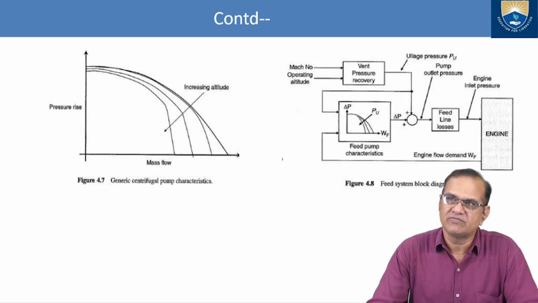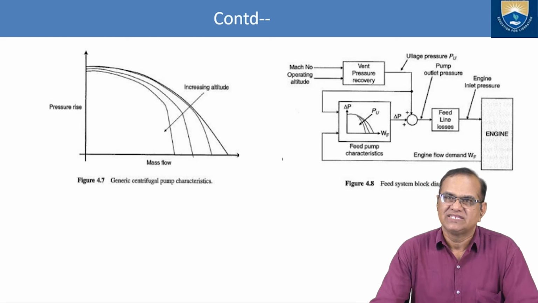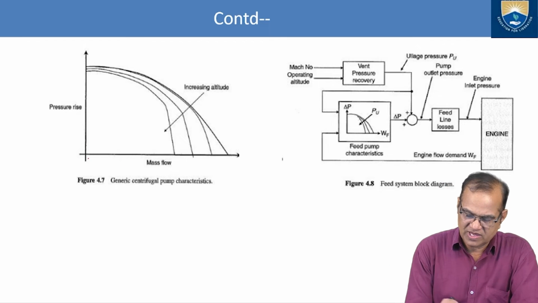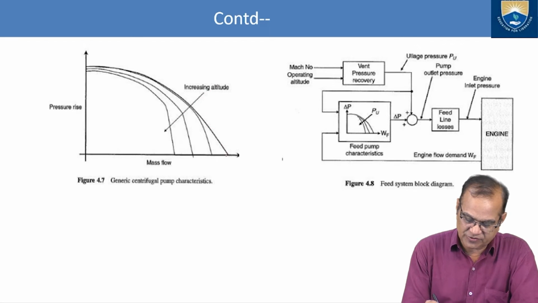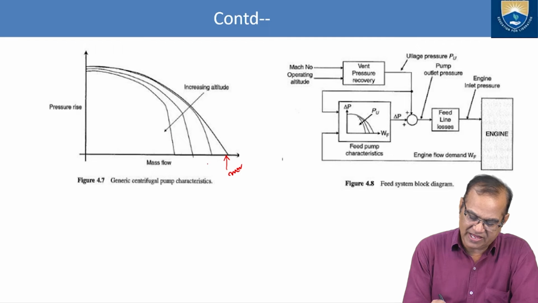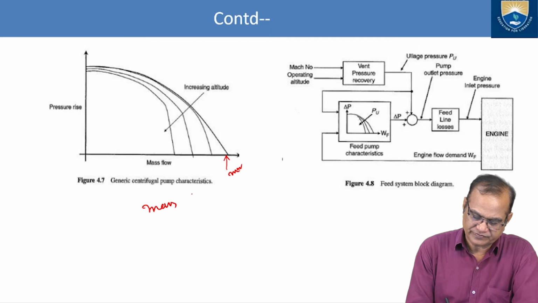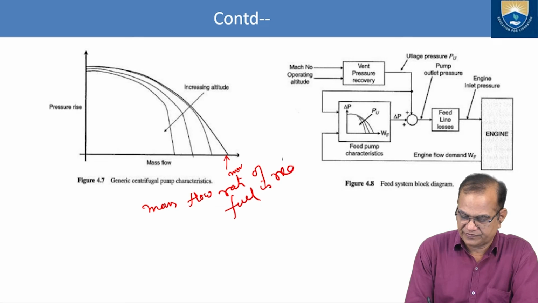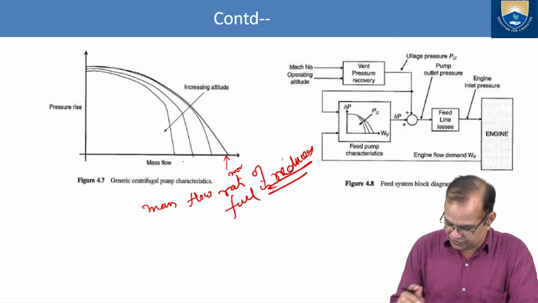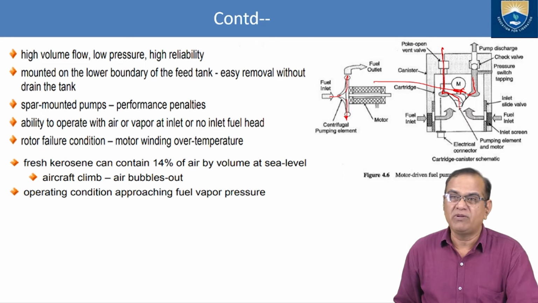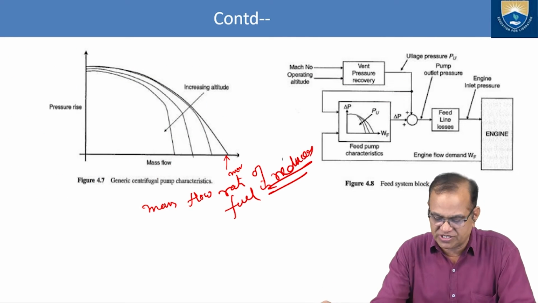Here I want to show some plots about generic centrifugal pump characteristics. You see here the mass flow. If you increase the altitude, at the lower height the mass flow is more. As you go higher and higher, the mass flow rate of fuel is reduced. We have to take that very much into account. The problem with any centrifugal pump, like this one which we have used, is that as you go to higher altitude, the mass flow is reduced.